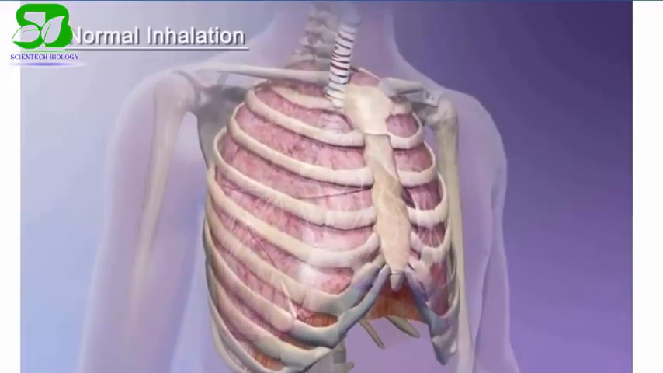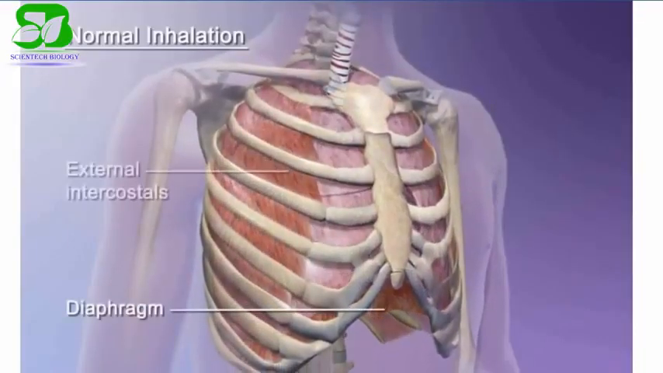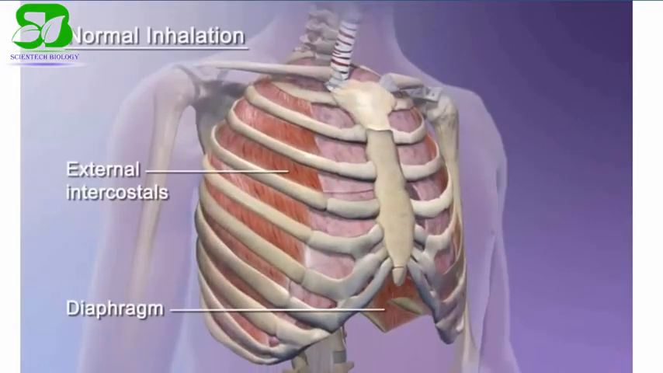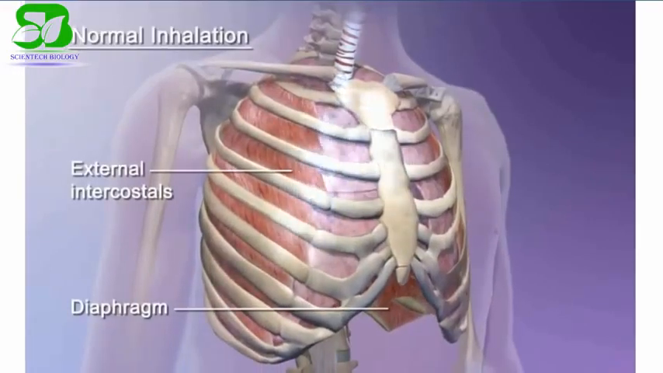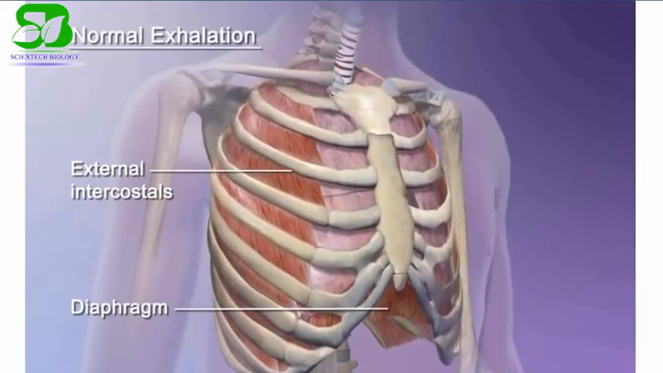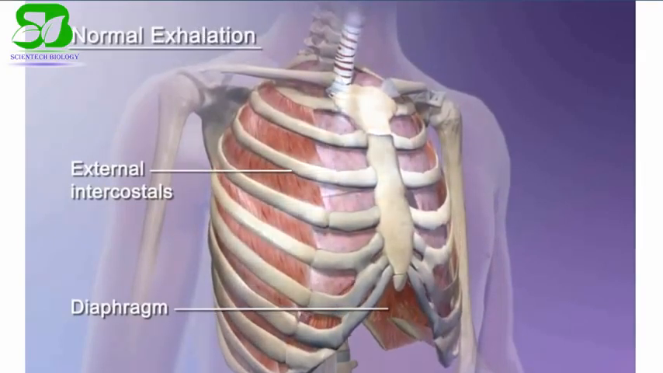During normal inhalation, the diaphragm and the external costal muscles contract and the rib cage elevates. As a result, air rushes in. But during normal exhalation, the muscles relax, so air is expelled out.